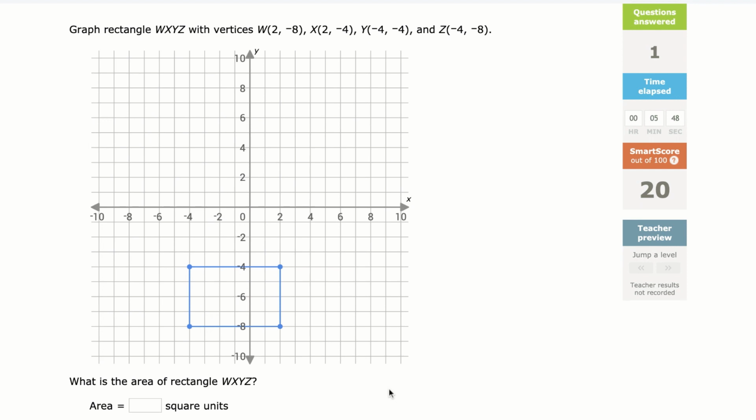So there's my rectangle. I need to find the area again. So I need to figure out the length of each side. So I may count here. This is 1, 2, 3, 4 units here. This one is 1, 2, 3, 4, 5, 6. So the length is 6, the width is 4. Area is length times width. 6 times 4 is 24.